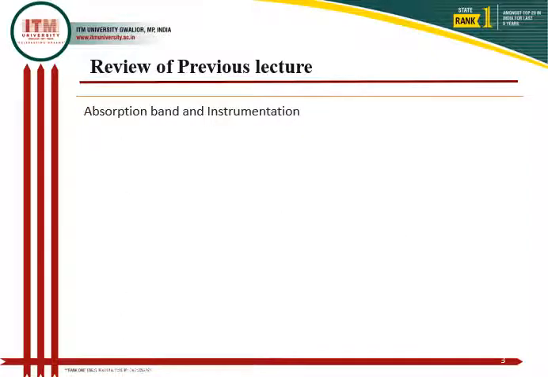In the previous lecture, we discussed the various absorption bands found in the UV-visible spectra, and we saw the UV-visible spectrophotometer. The instrumentation part, with all the basic features and how they are attached to the main components, we discussed in the previous lecture.